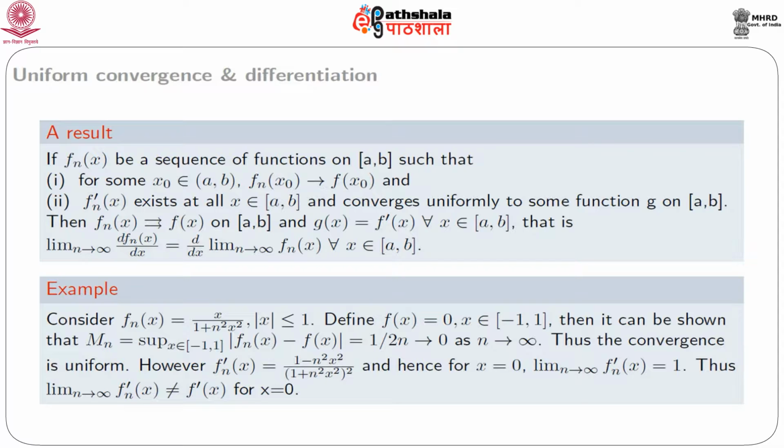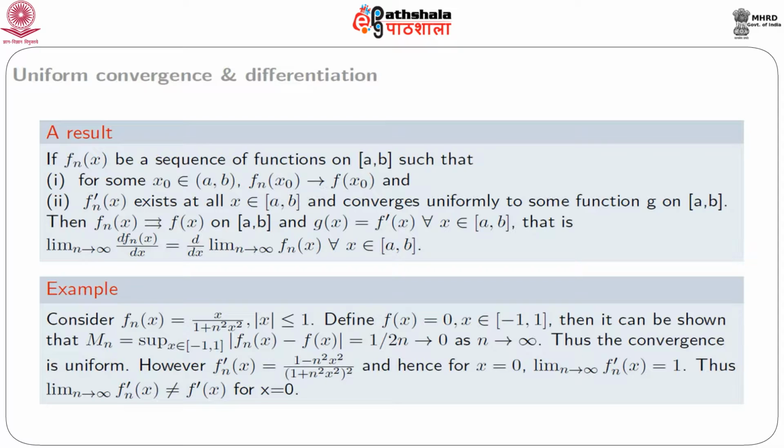Let us consider an example. Consider f_n(x), a sequence of functions on the closed interval [-1,1], defined by x divided by 1 plus n square x square. Define f(x) as 0 for all x. Then it can be shown that M_n, the supremum of the absolute value of f_n(x) minus f(x) over [-1,1], is 1 by 2n, and this tends to 0 as n tends to infinity. Thus, the convergence is uniform.